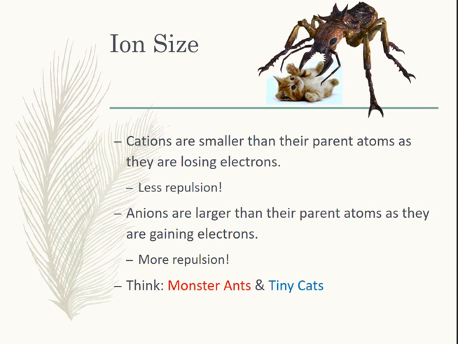Ion size. This is one of my favorite slides. Cations are smaller than parent atoms as they are losing electrons. You have increased attraction because there's less repulsion in the valence shell. Anions are larger than their parent atoms as they are gaining electrons. You've increased repulsion by adding electrons to the valence shell. And it's just a silly mnemonic with a great picture. You're welcome for that. Monster ants and tiny cats. Kind of help you remember the size of ions if you get in a pinch.